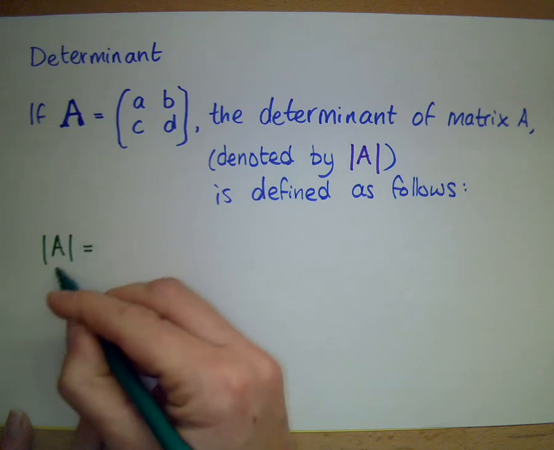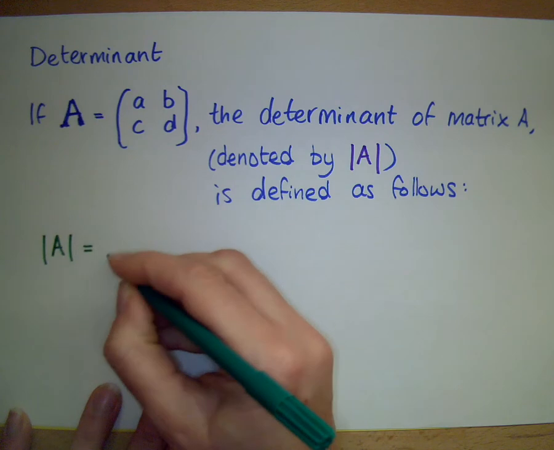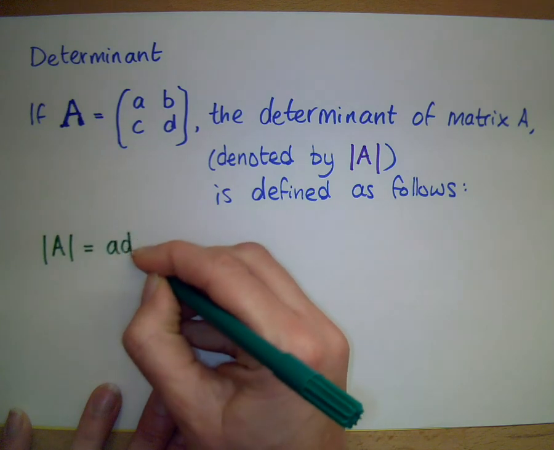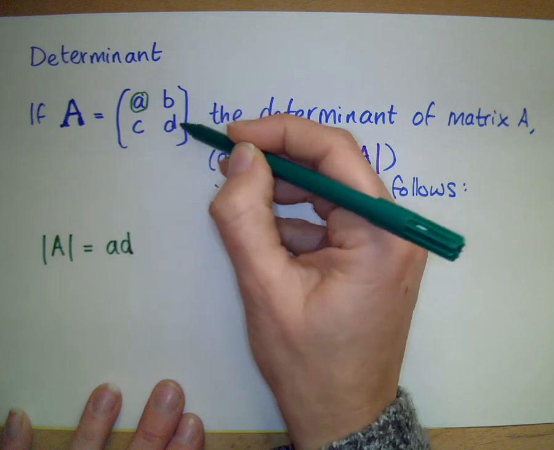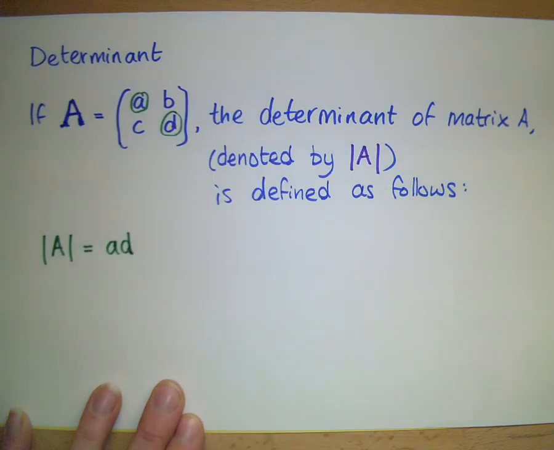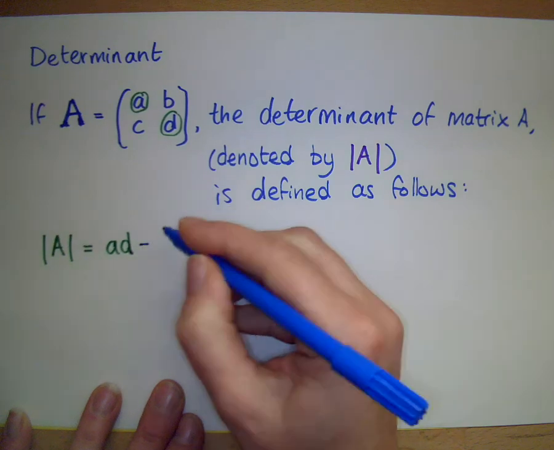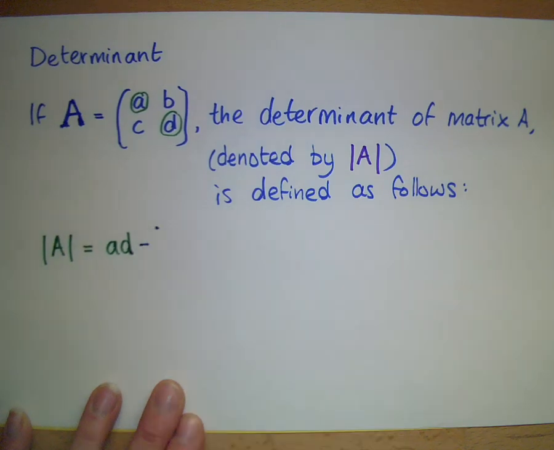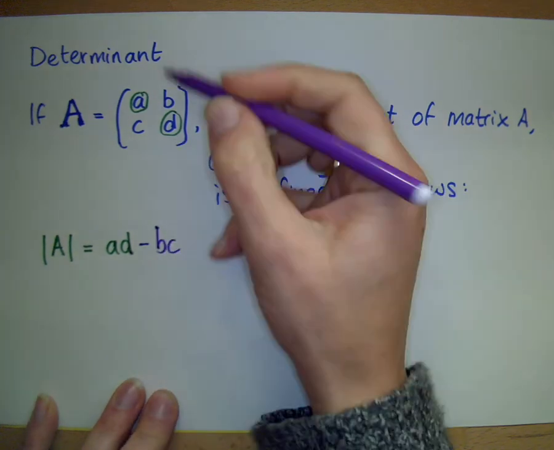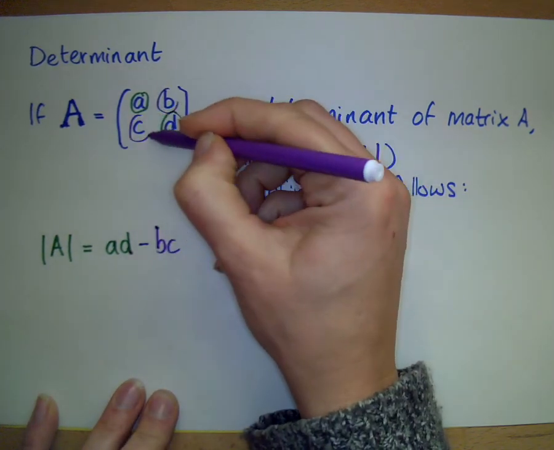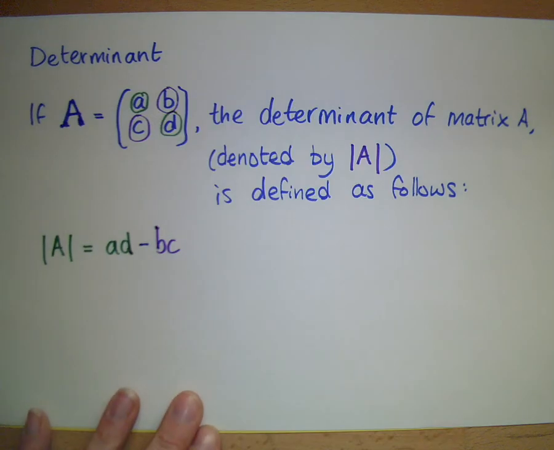The determinant of matrix A equals A times D, which is A times D, minus, oh, I want to do purple because I want to circle them, B times C, B times C. So let me give you an example.